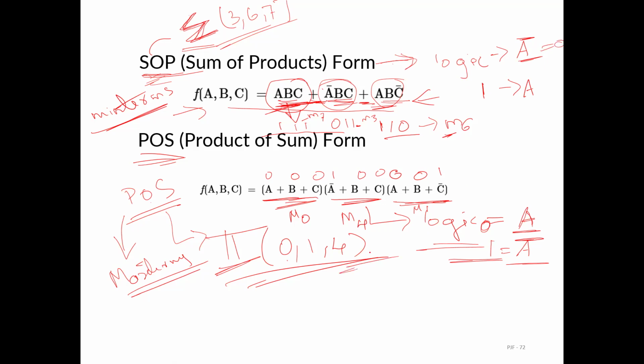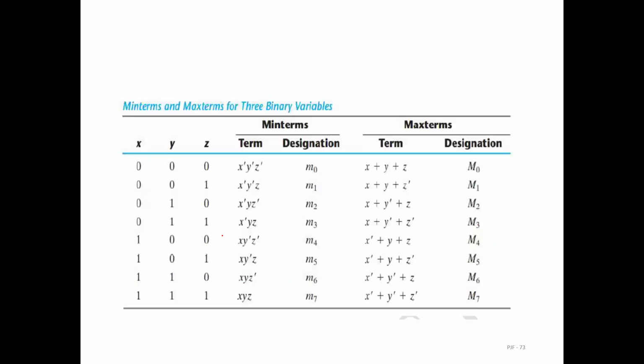But here you can find product of sums. You will have individual literals with the plus symbol, and the product of those can be found in case of POS. Logic 0 is represented with the help of literal A here. Complement is represented for logic 1 here. And the symbol we use is pi for POS, and the term is maxterm. So these are about SOP and POS.